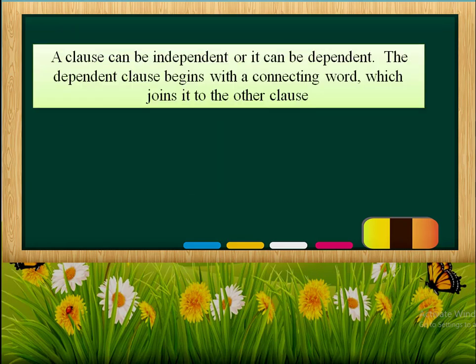A clause can be independent or it can be dependent. The dependent clause begins with a connecting word which joins it to the other clause. I repeat, a clause can be independent or it can be dependent. The dependent clause begins with a connecting word which joins it to the other clause.